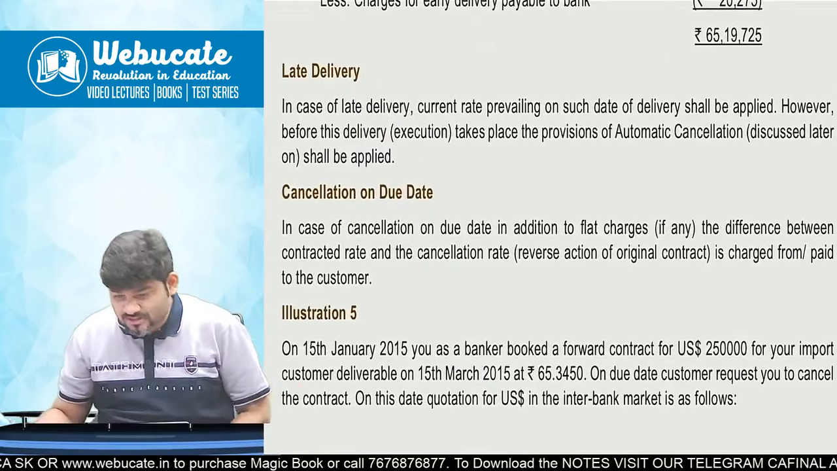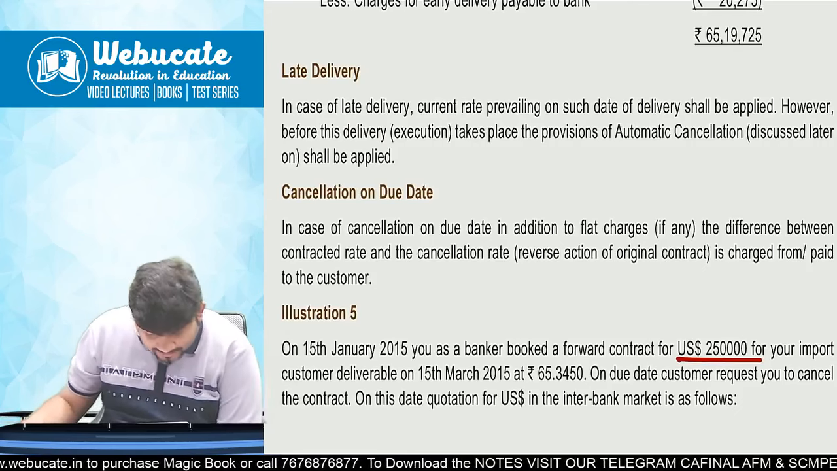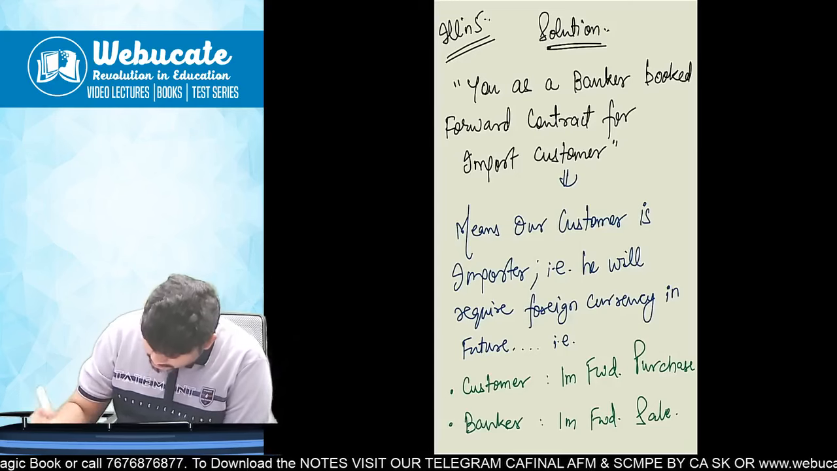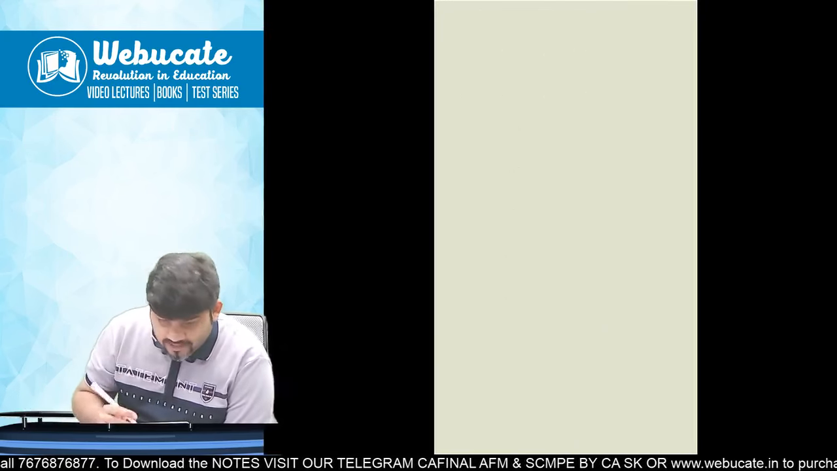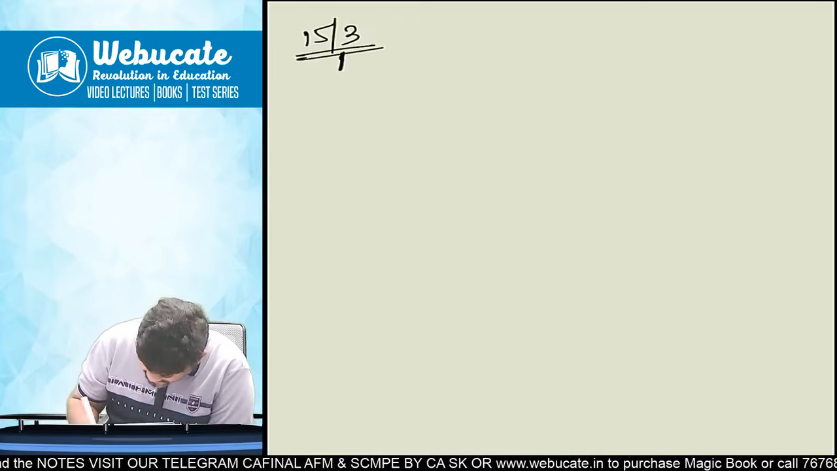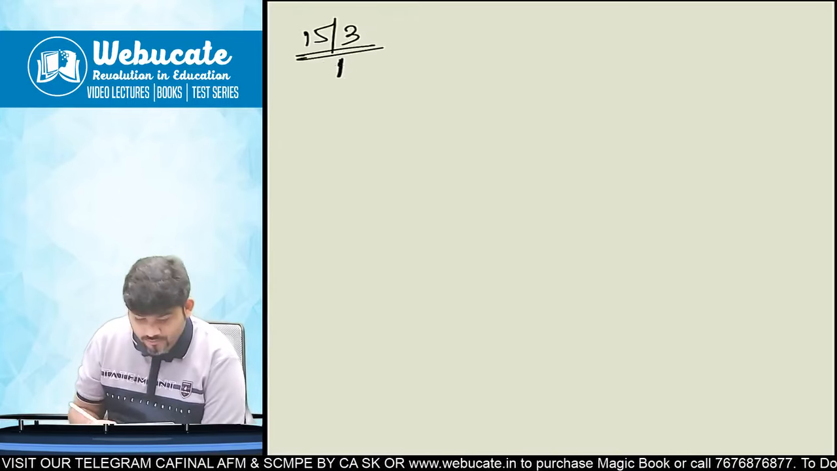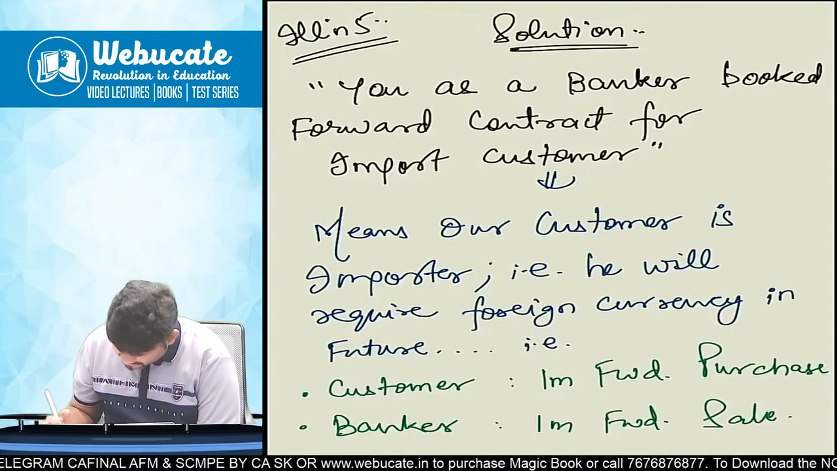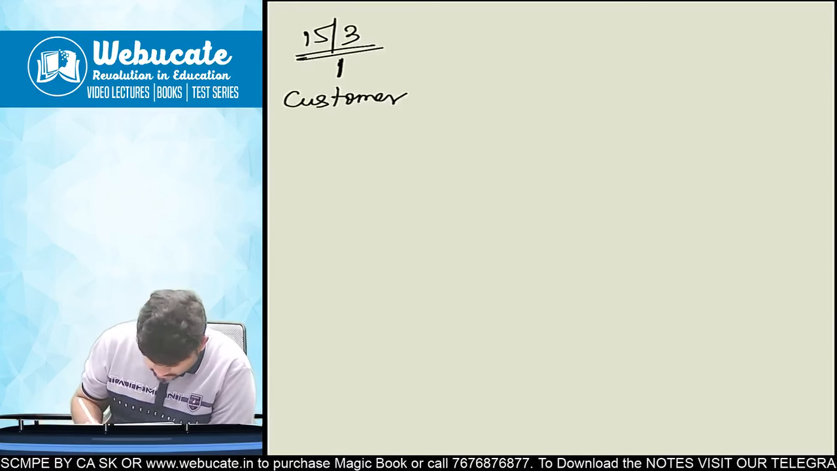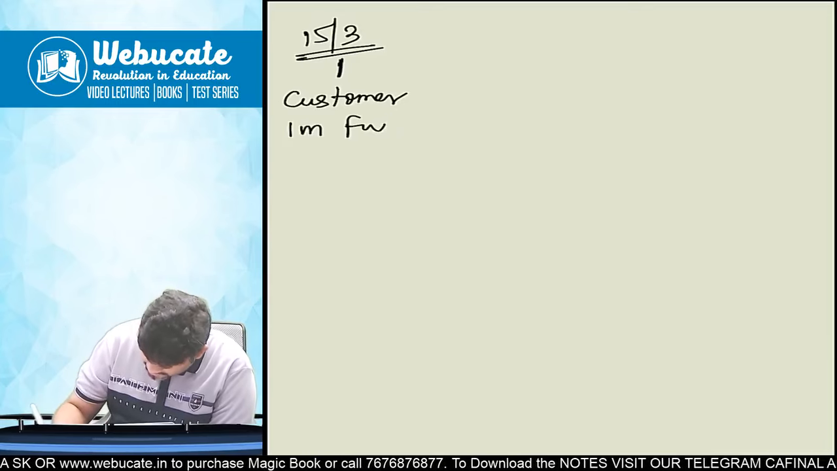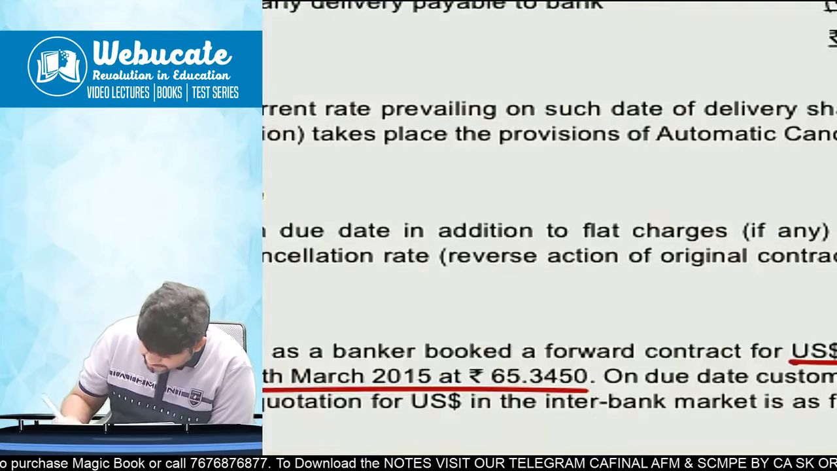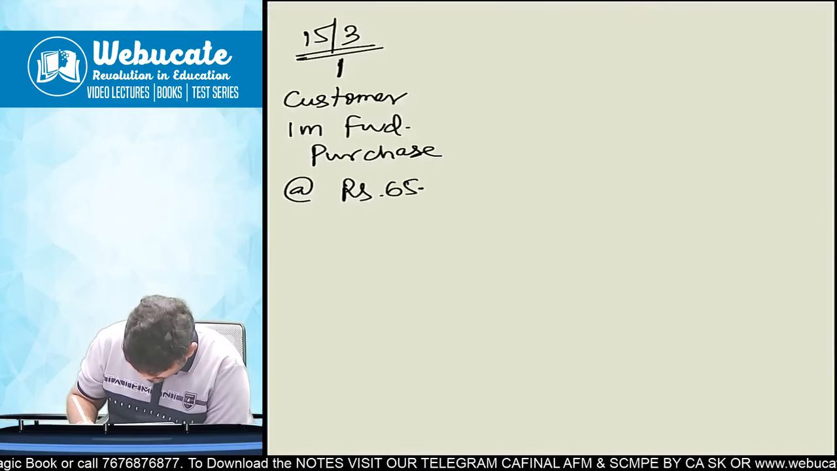On 15th of January, you as a banker booked a forward contract for US dollar 2,50,000 for your import customer deliverable on 15th March at 65.3450. Hold on. We will quickly make the timelines. So, on 15th March, what is happening? Customer forward purchase, banker forward sale. Customer comes to us for 1 month forward purchase at the rate rupees 65.345.